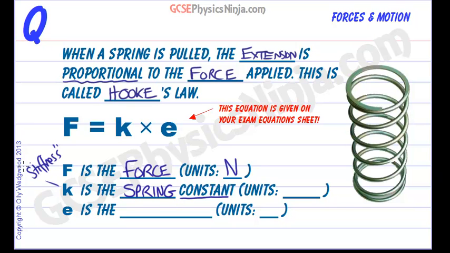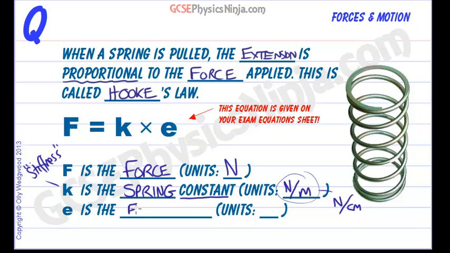Stiffness, because if you have a large K value, that means you've got a very thick spring which is very difficult to stretch. The units of the spring constant are in newtons per meter. Now sometimes you may see that in newtons per centimeter, so watch out for that non-standard unit.